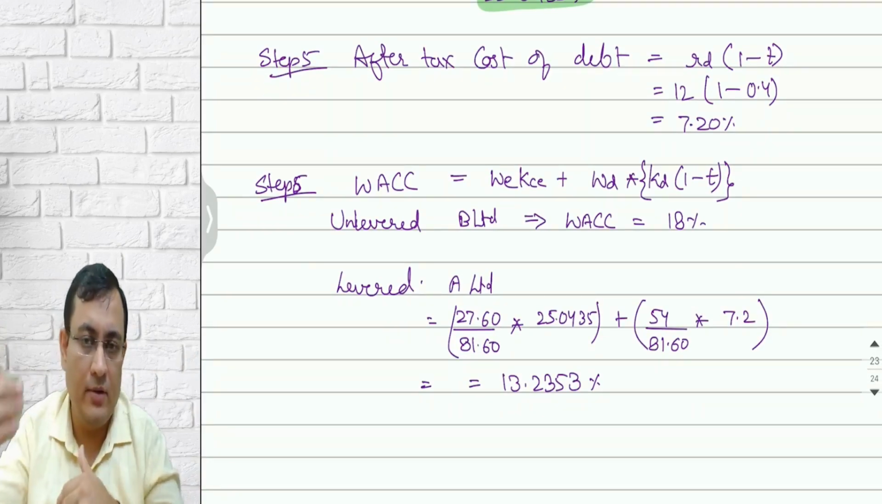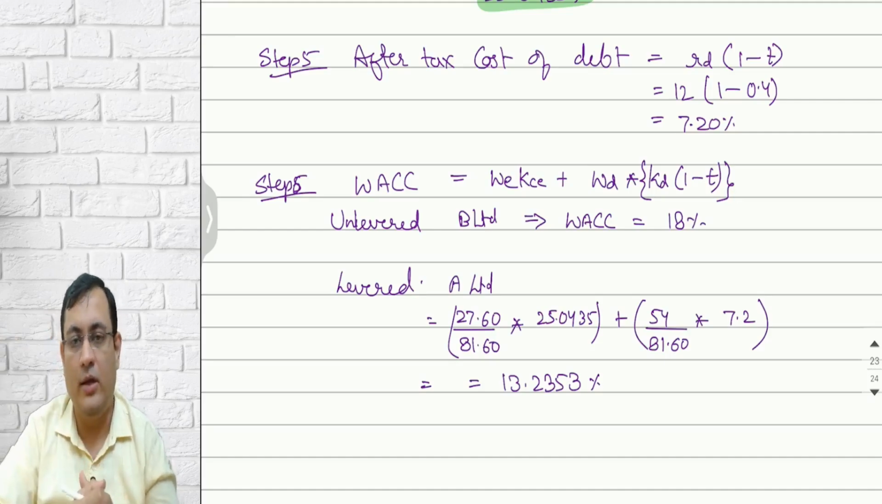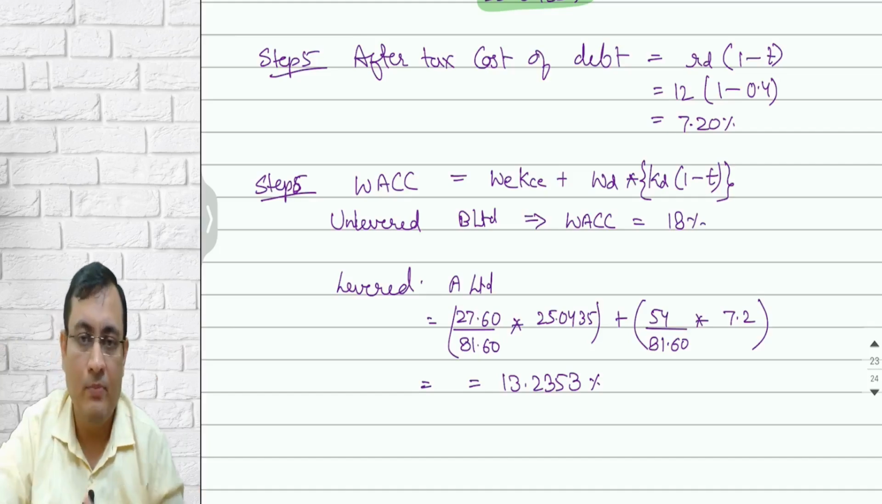So next we will cover the remaining part of the theories, that is static trade-off theory and the pecking order theory, and we will understand about the target capital structure for a company.